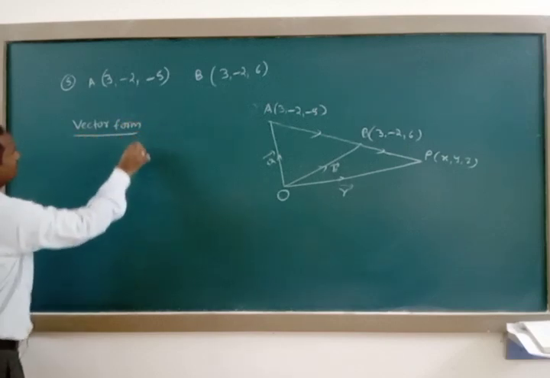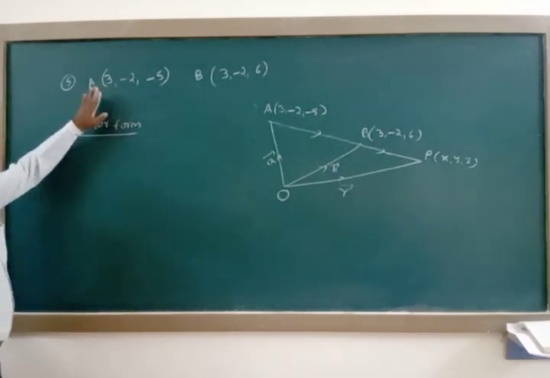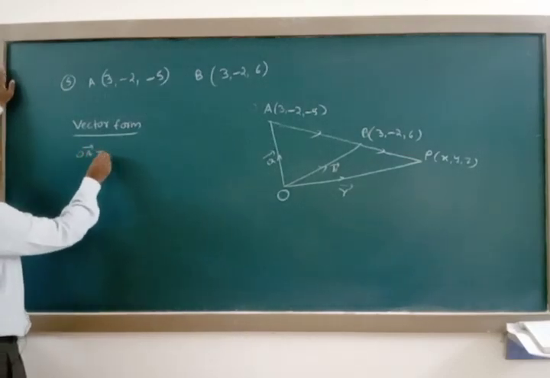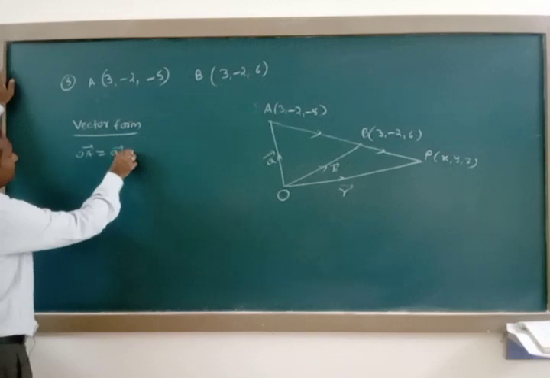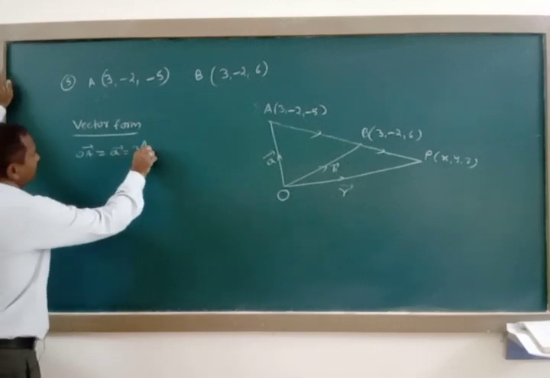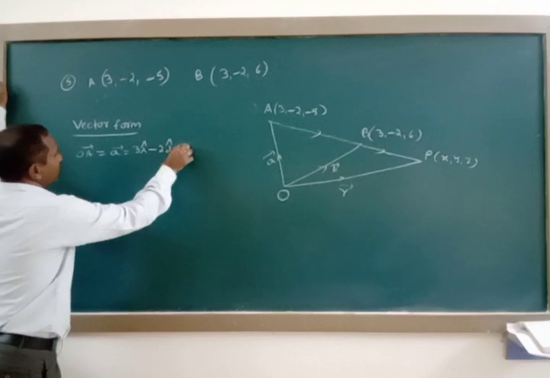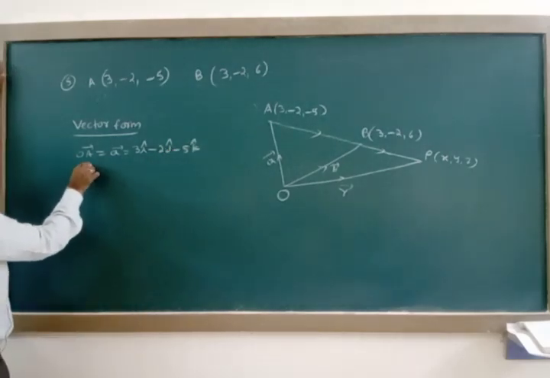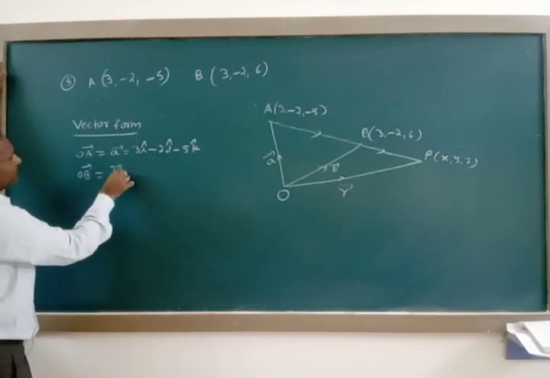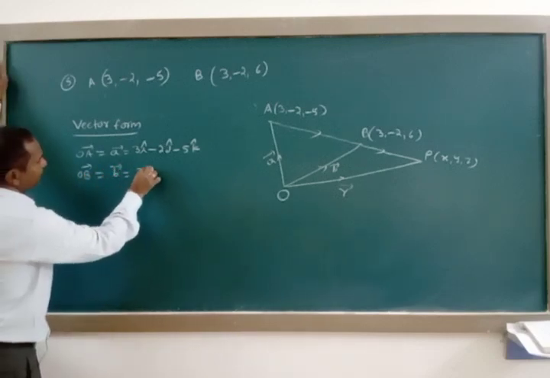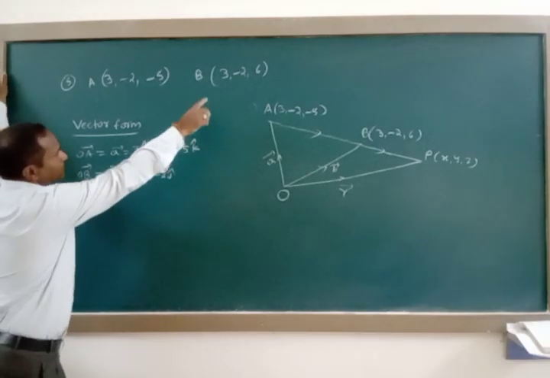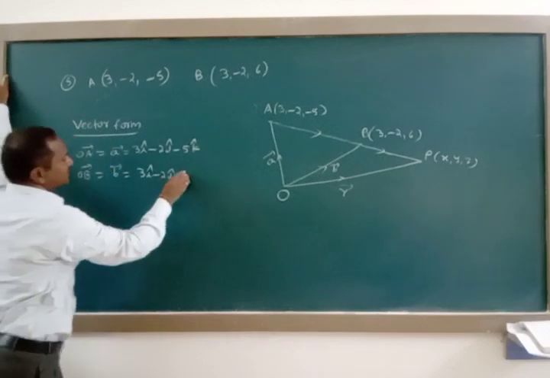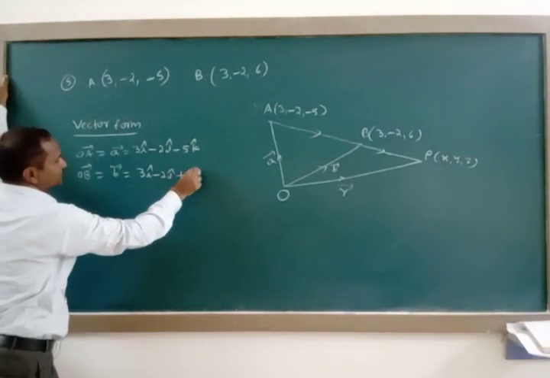Vector form: the given position vectors of the 2 points are OA vector, which is the A vector, equal to 3i cap minus 2j cap minus 5k cap, and OB vector, which is the small letter b vector, equal to 3i cap minus 2j cap plus 6k cap. We have to give vector notations for all these.